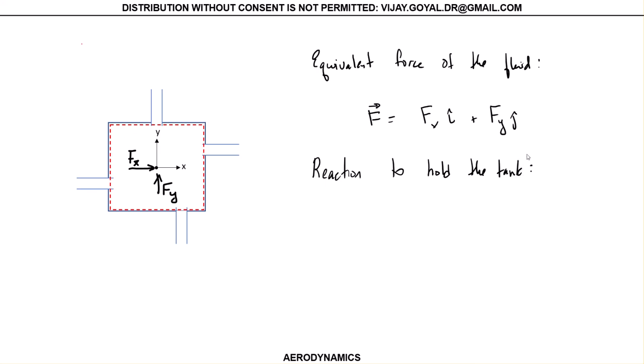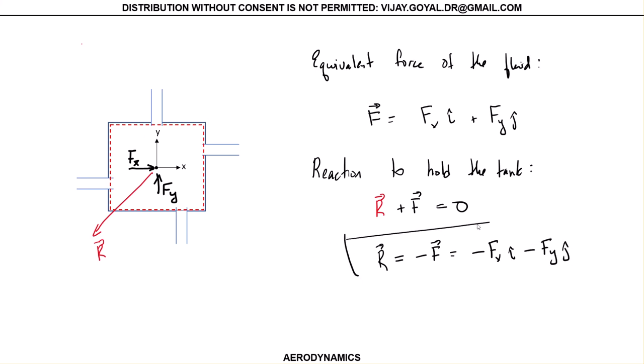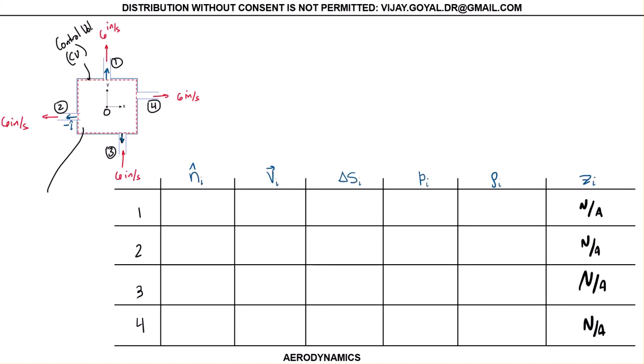So the reaction to hold the tank will be R, the total reaction, let's call it in a different color, R, plus F is equal to zero. This is the R that we are talking about. In other words, what we are really looking for in the problem is the value of R, which will be the same thing as minus F, or minus Fx i minus Fy j. This is our goal, this is my aim, this is what we are looking for.